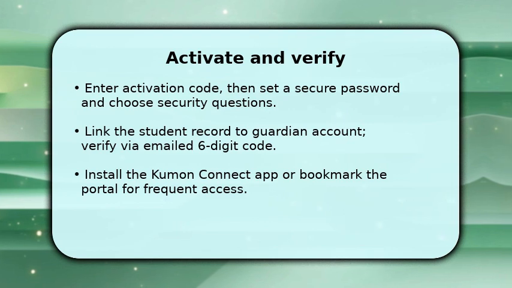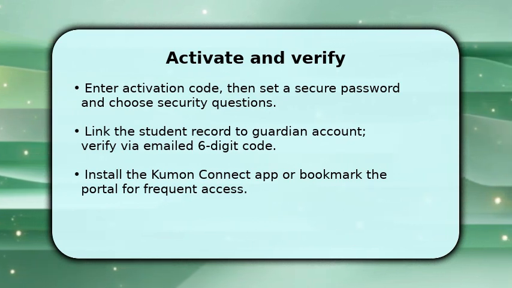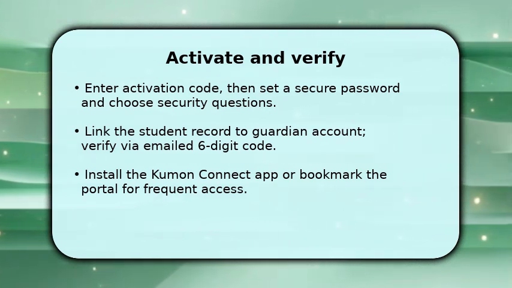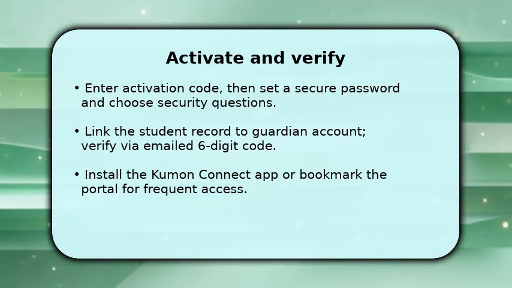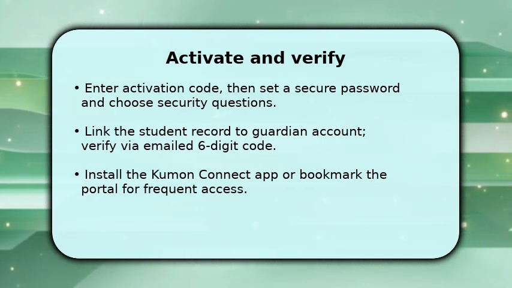Next, link the student record to the guardian account. This sync ensures instructors and guardians view the same progress. Once linked, you'll receive a 6-digit verification code by email. Input it promptly because codes expire.